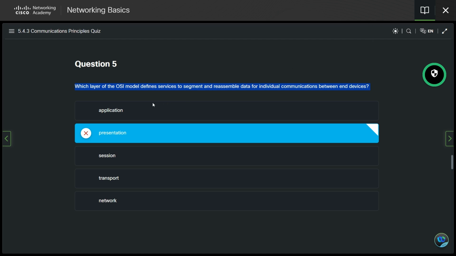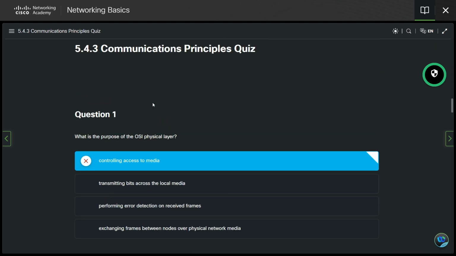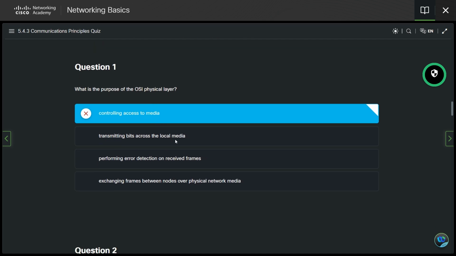Is application. What is the purpose of the OSI physical layer? Control, transmit bits.